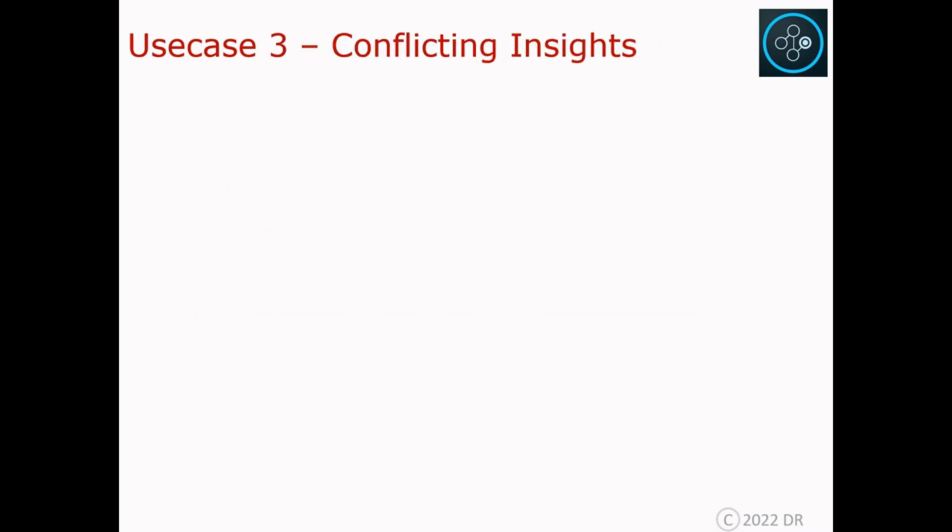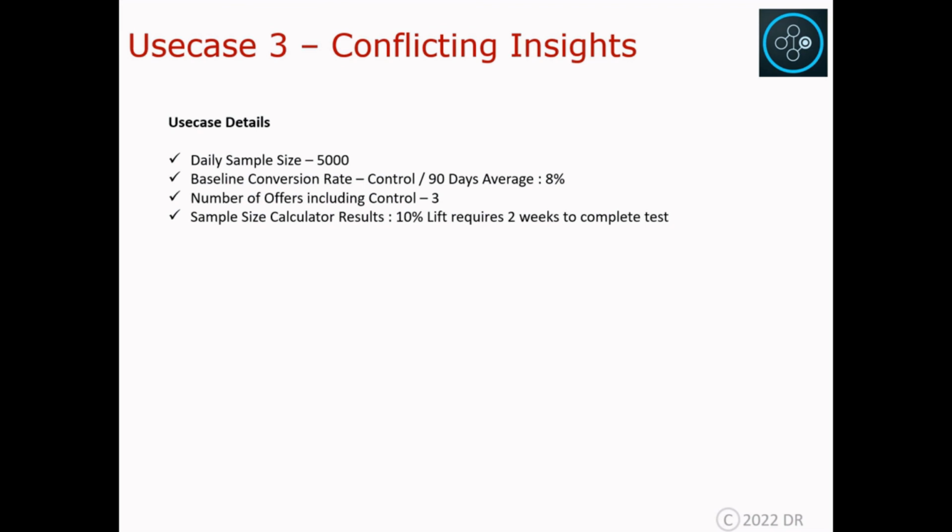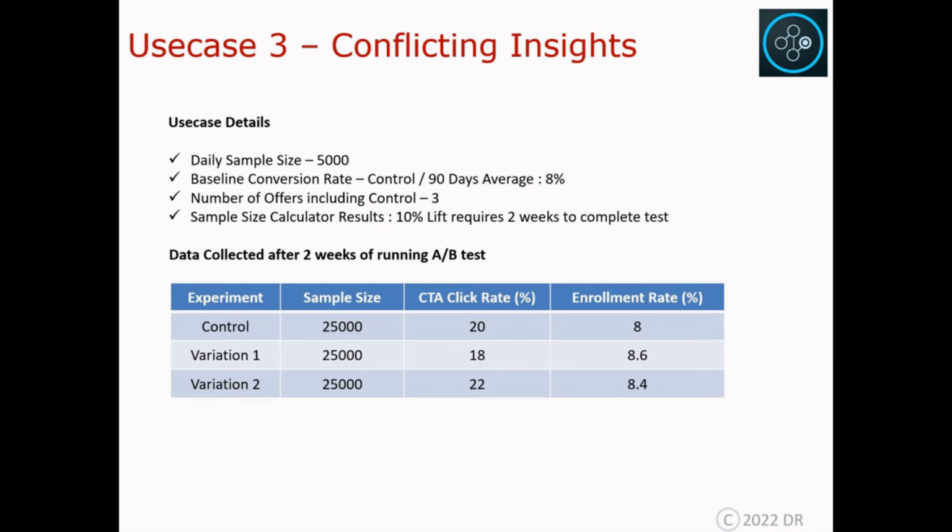Now again we'll have the same details, right? Everything is the same. Again, we'll look at the data after 2 weeks of running the test, right? Here the difference is, as you can see in this table, the sample size is the same, because it's after 2 weeks of running that test. Now in variation 1, the CTA click rate is not performing well when compared to the control, right? It's showing a negative lift, whereas in enrollment rate, it is showing a positive lift. In fact, when you look at the enrollment rate, variation 1 is also performing better than variation 2, right?